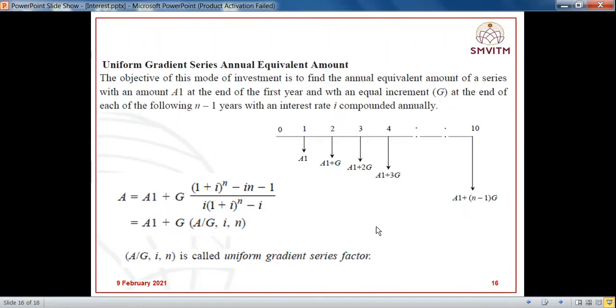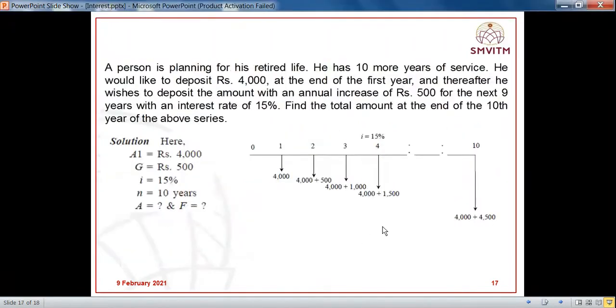Let's see an example, a numerical problem. A person is planning for his retired life. He has 10 more years of service. He would like to deposit rupees 4000 at the end of the first year, and thereafter deposit the same amount with an annual increase of rupees 500 for the next 9 years. That is the first year 4000, next 4500, 5000, 5500, and at the end of the 10th year 8500 rupees, with an interest rate I of 15%. Find the total amount at the end of the 10th year of the above series.